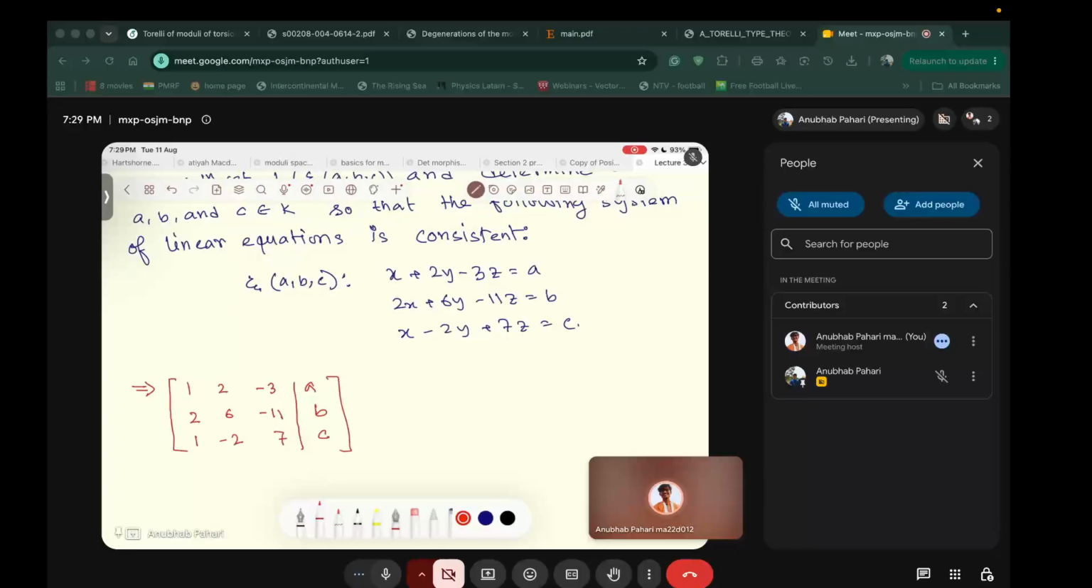So this will give us R2 changing into R2 minus 2R1, and R3 changing into R3 minus R1, which will give us 1 2 minus 3, 0 2 minus 5, and 0 minus 4 10, and it will be A, B minus 2A and C minus A.